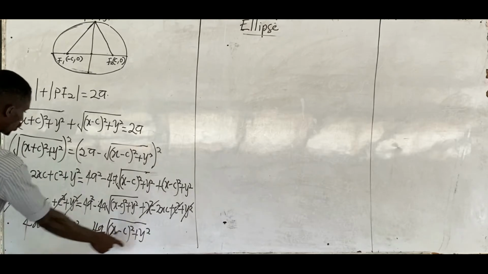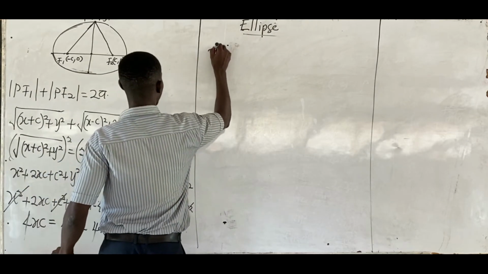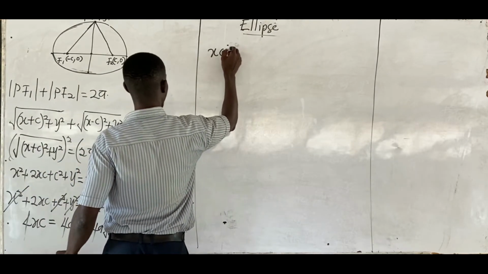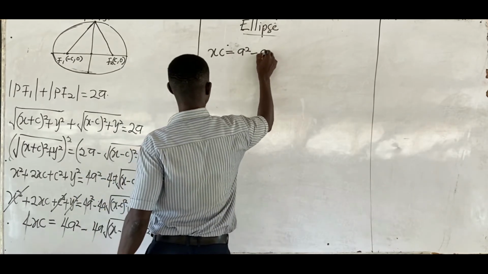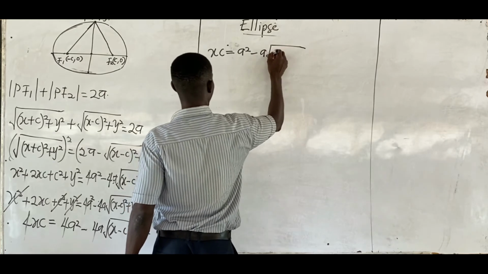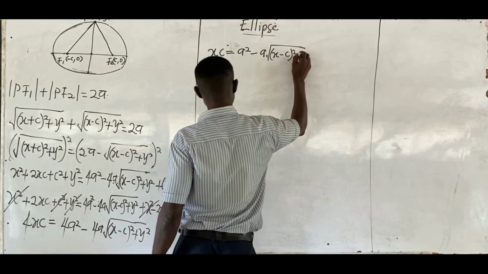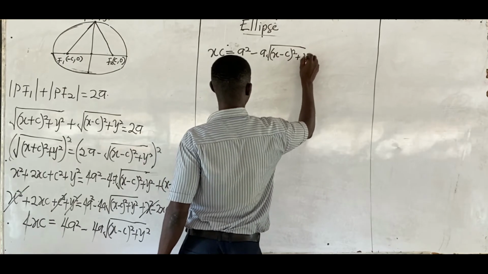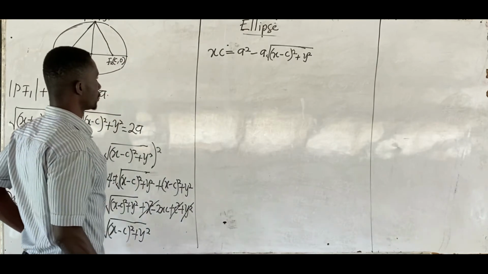Now if you divide through by 4, you will get xc is equal to a squared minus a root x minus c all squared plus y squared. This is what we have.